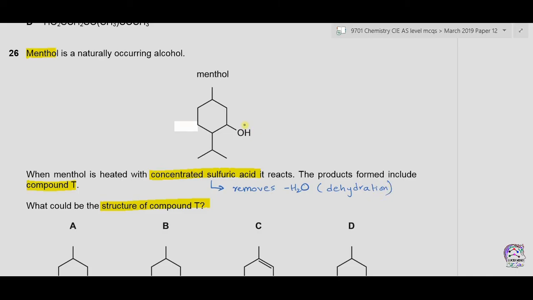Now in the removal of water, OH will be removed from one carbon atom, which is this one, and hydrogen will be removed from the adjacent carbon atom, which could be this carbon or this carbon. So after elimination we have 2 possible products. Water is removed. The first product would be like this.